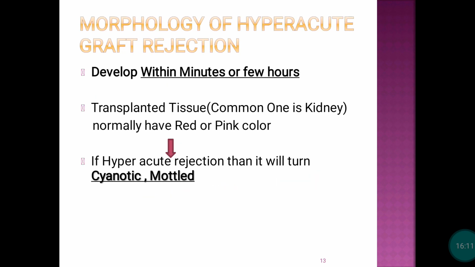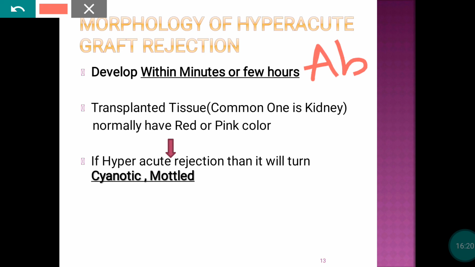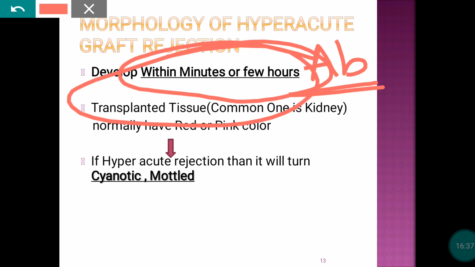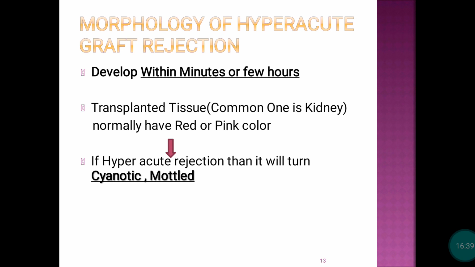So first of all, morphology of the hyperacute graft rejection. Now just remember the mechanism. In the hyperacute there will be pre-formed antibody. The antibody is already formed. So what will happen? The pre-formed antibody directly binds to the antigen and so the natural killer cell gets activated and the complement activation leads to damage. So the reaction will develop within minutes or hours, within a few hours. The rejection will develop.